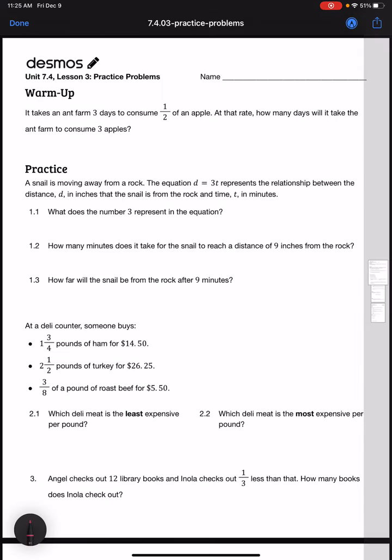This is the homework for Unit 7-4, Lesson 3. It goes with the lesson sticker sizes, so let's start.